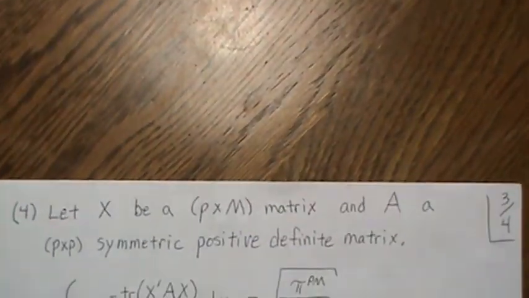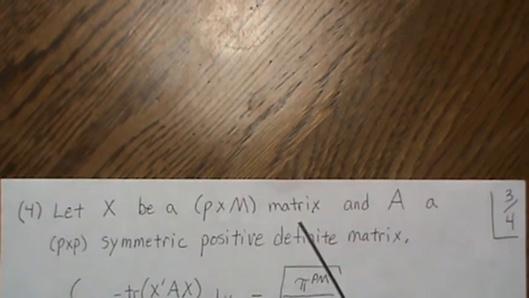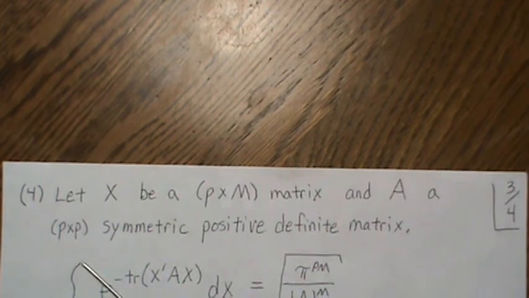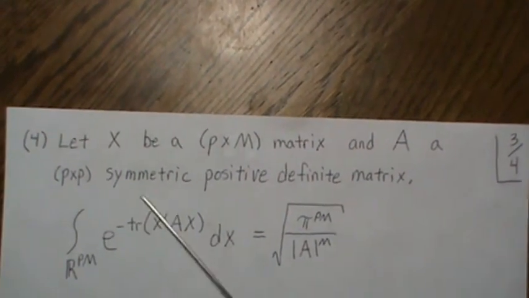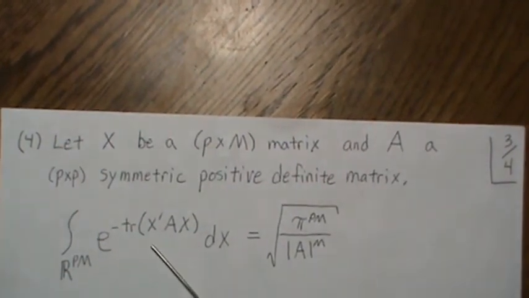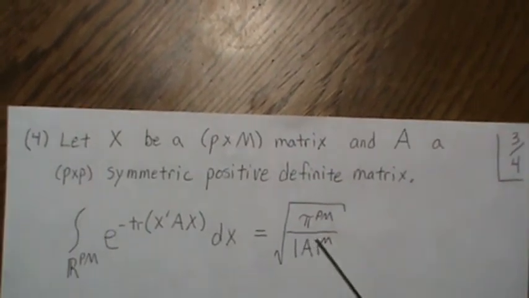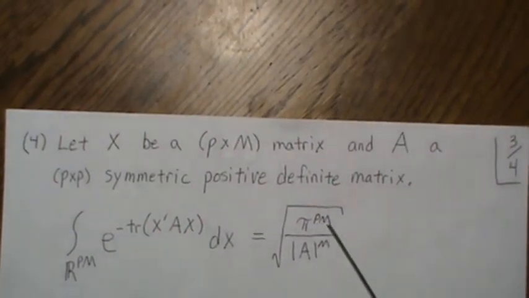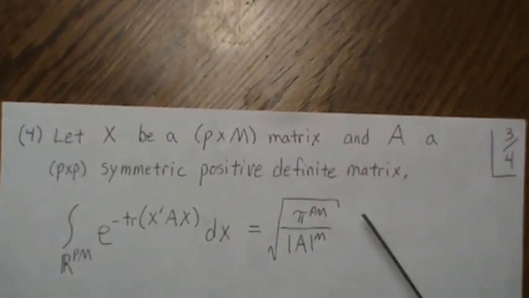Now let's look at our last identity. So let X be a P by M matrix and A be a P by P symmetric positive definite matrix. Then this integral, which at first doesn't look Gaussian, is equal to this. So it's pi raised to the P times M, and then the determinant of A raised to M, all under the square root sign.